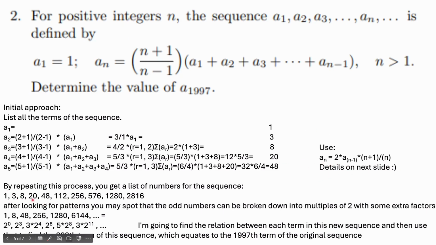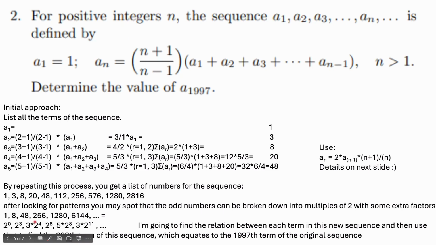When you have a sequence question, the best thing you can do is to look for patterns within the sequence. And so after looking for patterns, I found that the odd numbered terms of the sequence could be broken down into multiples of 2 with some extra factors. So the first term of the odd sequence was 2 to the power 0. The second term was 2 to the power 3. The third term was 3 times 2 to the power 4. The fourth term was 2 to the power 8.